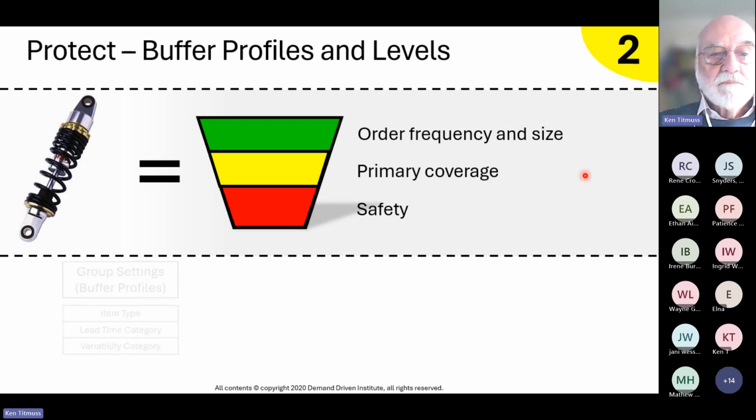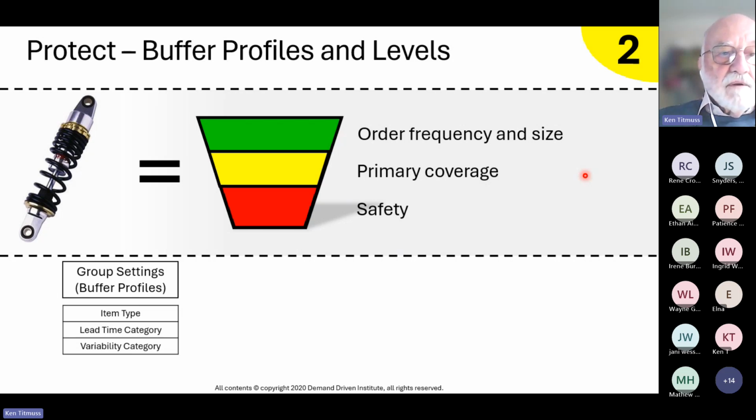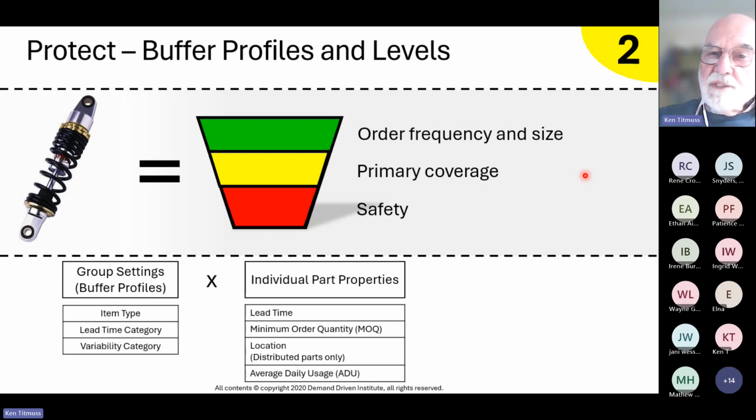So we have group settings or buffer profiles, which are based on the type of inventory that we're looking at and the lead time and variability categories. Then we need to know the individual part properties, like its actual lead time. Are there any minimum order quantities? If it's in a distribution supply chain, what's the location, and what's the average daily usage in this particular buffer?